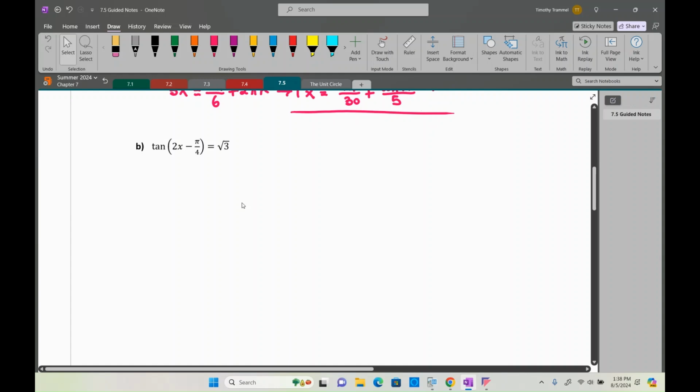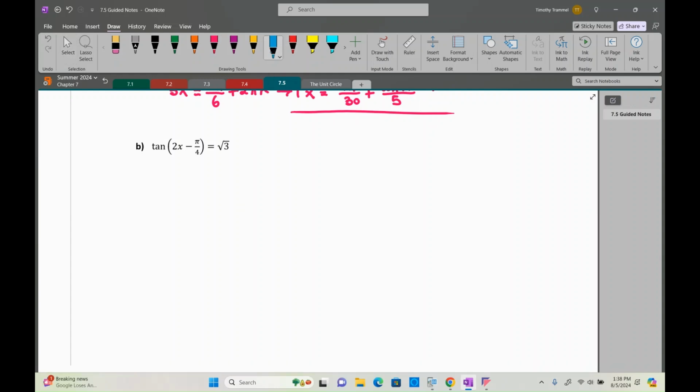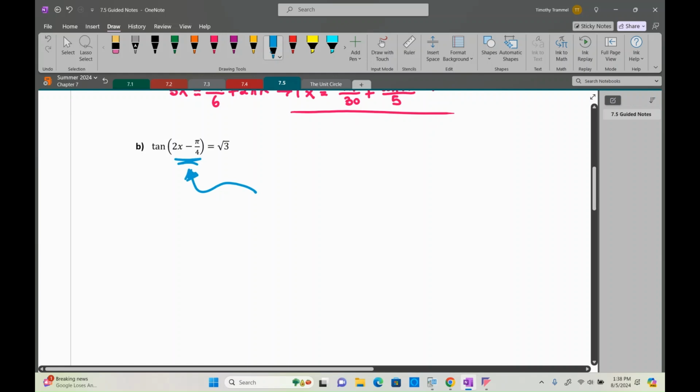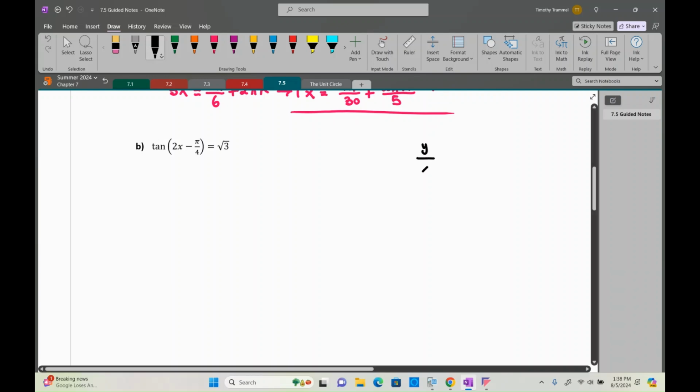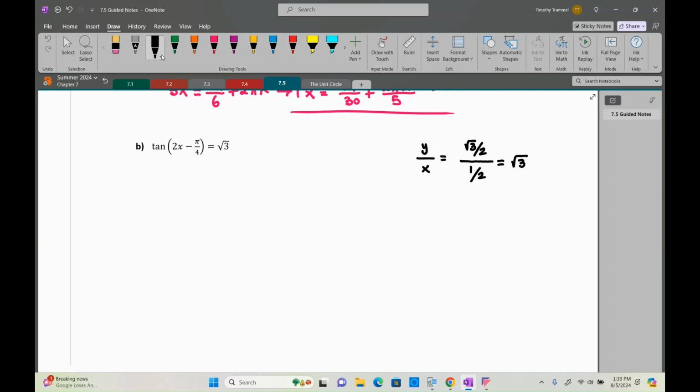Let's check out the next one. So this time the angle looks a little bit more complicated. This is going to add an extra step to our work here. But we want to find the angle or angles that make y over x equal to the square root of 3. And so one option here is that y could be equal to the square root of 3 over 2, and that x could be, say, 1/2. There we go. So let's go find on the unit circle where this happens.